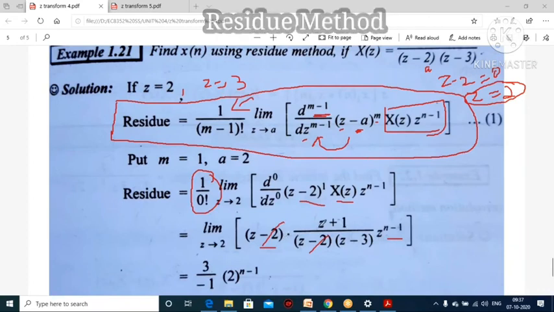So z plus 1 over z minus 3, instead of z I substitute here 2. So 2 plus 1 became 3, and 2 minus 3 became minus 1. So here it is 2 to the power of n minus 1. Okay, so here I write down minus 3 into 2 to the power of n minus 1. Right, minus 3, 2 to the power of n minus 1.